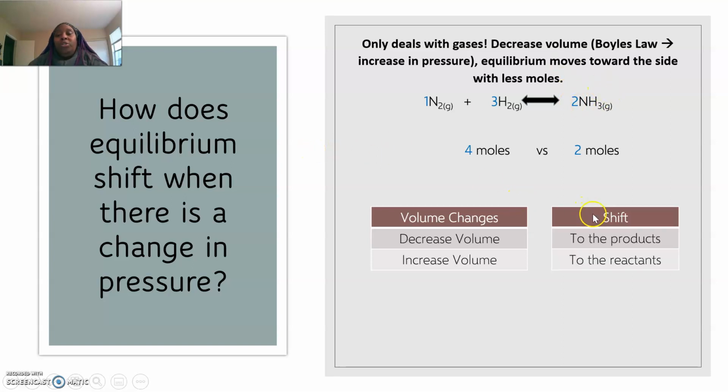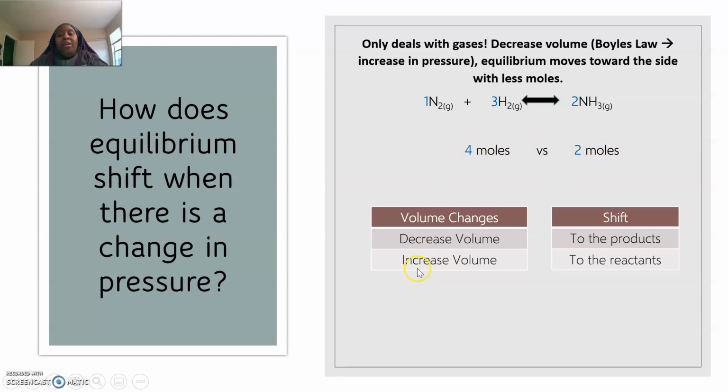Those are the answers to the questions on your note sheet. If you decrease the volume or increase pressure, it's both the same thing, Boyle's law: when you decrease one, the opposite happens to the other. We have less space for these moles of gas to hang out in, so to alleviate the stress on the system, it shifts to the side with the least amount of moles. It takes up the least space. So it shifts toward the product side, because there are 2 moles on this side and 4 moles on the reactant side.